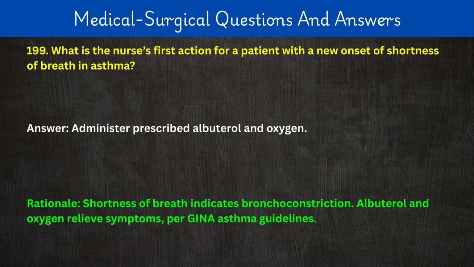199. What is the nurse's first action for a patient with a new onset of shortness of breath and asthma? Answer: administer prescribed albuterol and oxygen. Rationale: shortness of breath indicates bronchoconstriction. Albuterol and oxygen relieve symptoms, per GINA asthma guidelines.